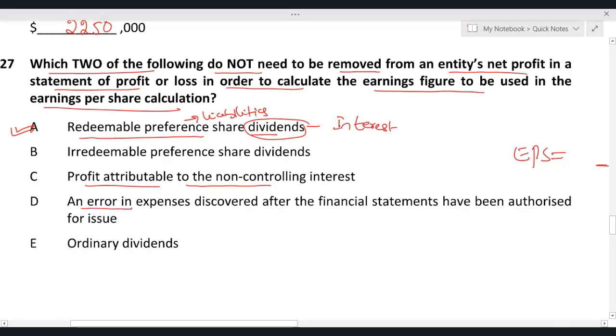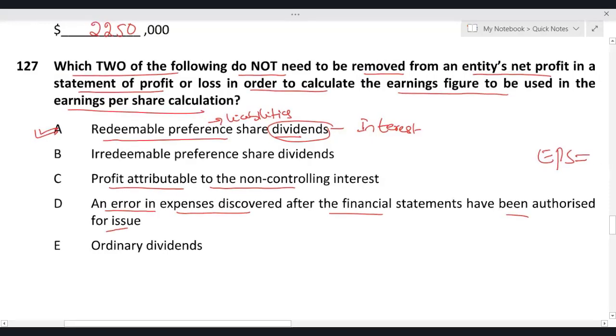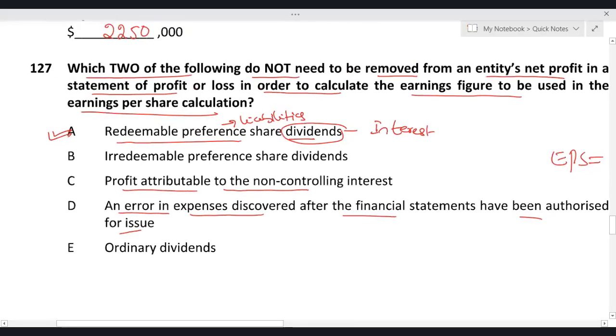An error in expense discovered after the financial statements have been authorized for issue. See, if you have an error in the expense, you have to adjust that expense. Obviously, when I adjust the expense, automatically the profit will be adjusted. Ordinary dividends. There's no need to adjust ordinary dividend because in calculating EPS, we take preference dividend. We don't take ordinary dividend.